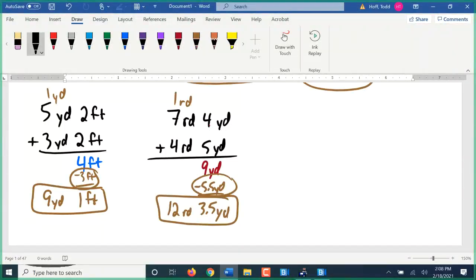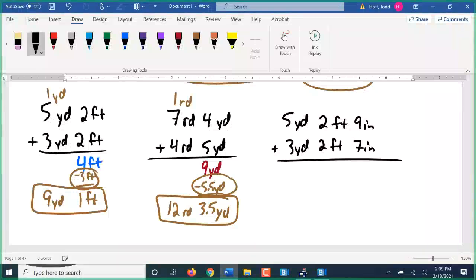We can have 3 units in here. We have 5 yards, 2 feet, 9 inches, plus 3 yards, 2 feet, 7 inches. This is just like having a 3-digit number. We're going to start on the right, work our way back to the left again. 9 and 7 make 16 inches.